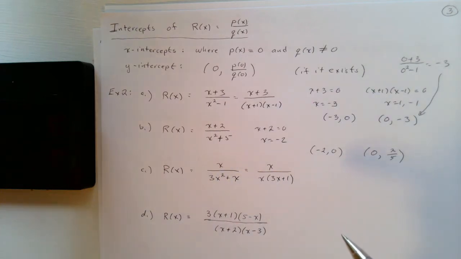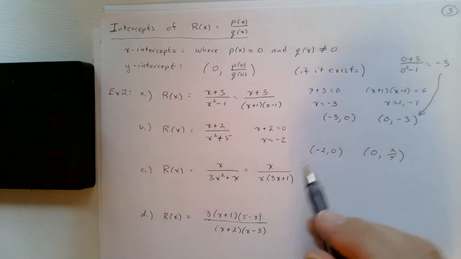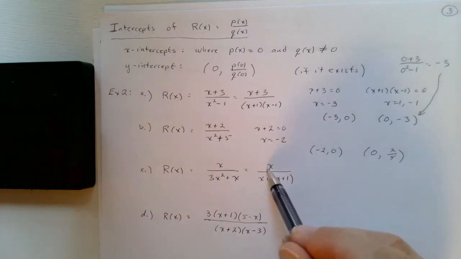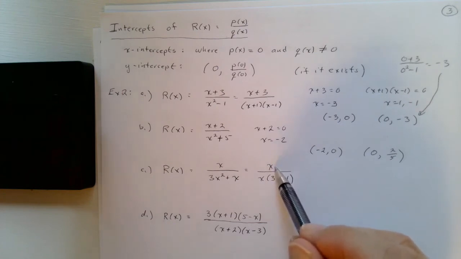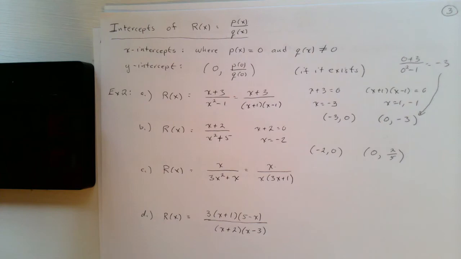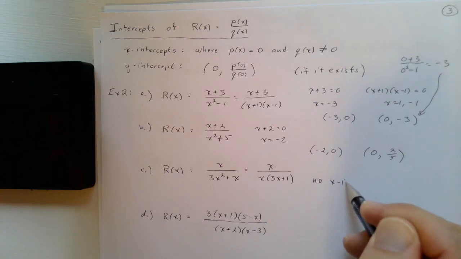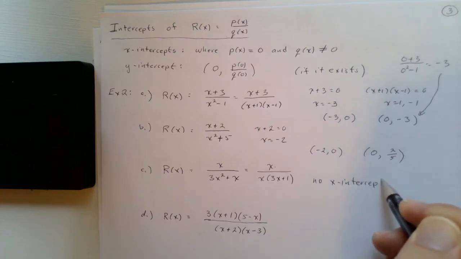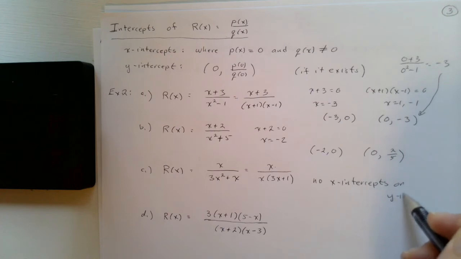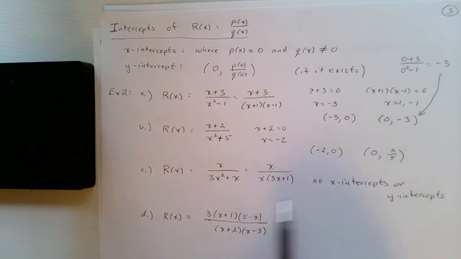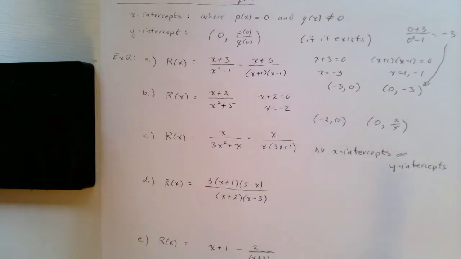There's no y-intercept. And you'll also see that the only time the numerator is 0 is when x is 0. But we just said that 0 is not in the domain. Okay, so this is going to be the case where there's no x-intercepts or y-intercepts, right? Basically, because if you plug 0 into here, you get something undefined. Now part D.